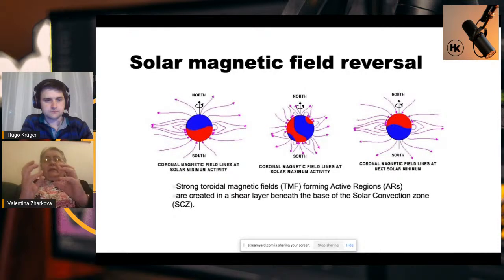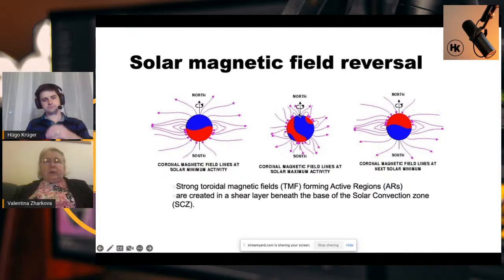So the equator rotates quicker than the poles. It's called differential rotation. Because of this, the magnetic field, which was nicely separated north and south, during maximum started migrating. The southern polarity from the south migrates to the north, and northern polarity to the south.